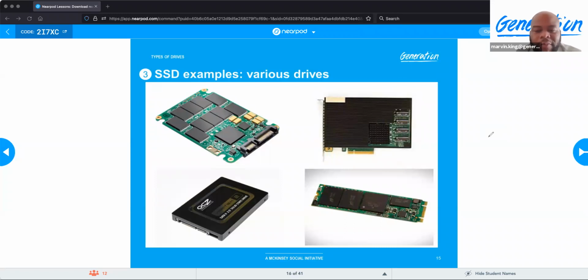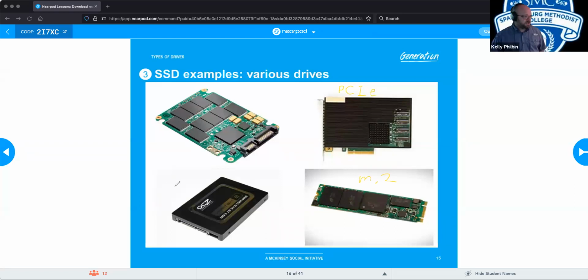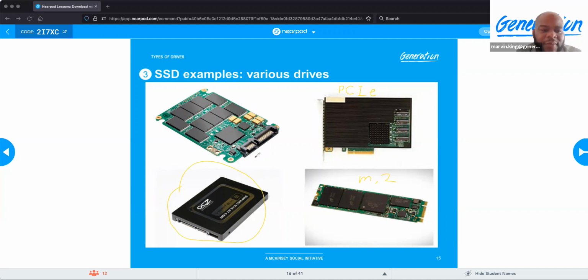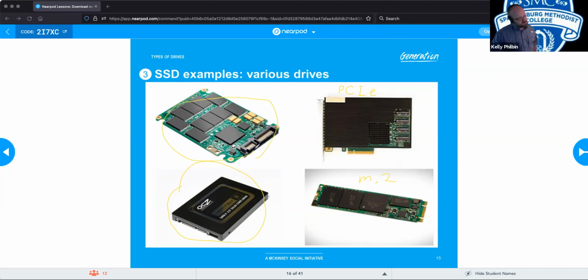Yeah, Ms. Diaz wants you to repeat the names. So the bottom one is M.2, and the one up top is just a PCIe drive, solid state drive. So this is when you just think a standard SSD. Yeah, this is a standard SSD with the covering off, just exposing the chips in it themselves.